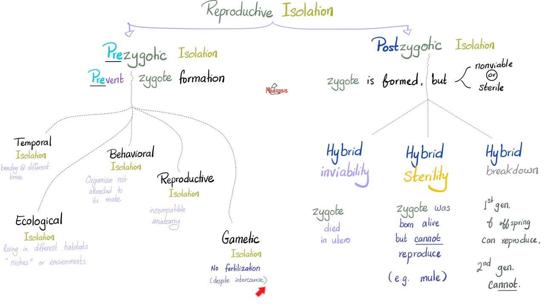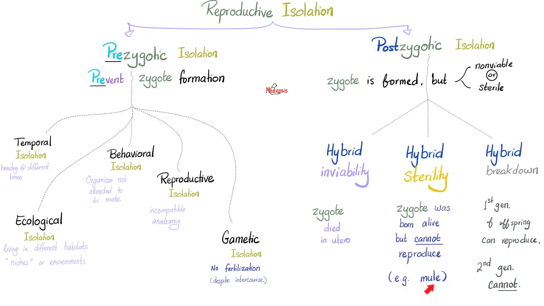Why? Despite intercourse, no fertilization happened. The gametes just did not like each other. The ovum and sperm did not meet, and the zygote was prevented from forming. Post-zygotic. Well, the zygote was formed, however, non-viable, died in utero, sterile, grew up but cannot reproduce.